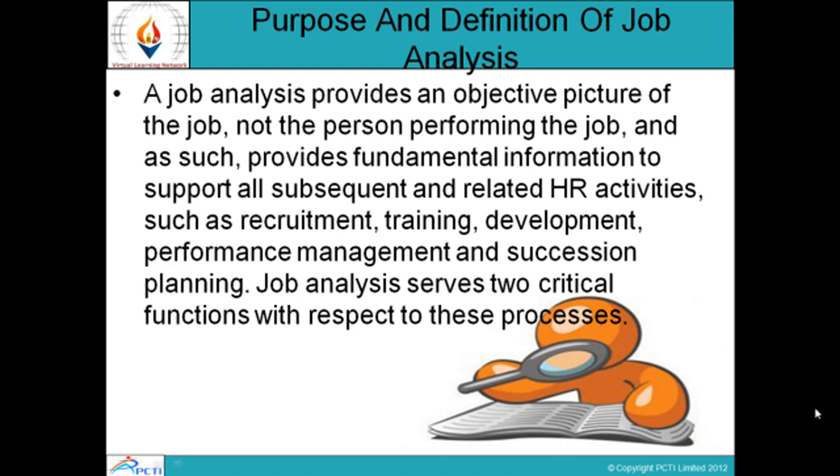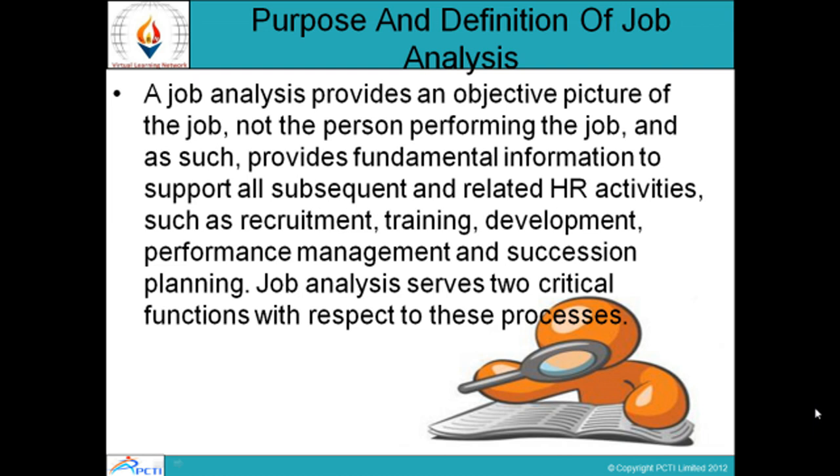It is not about the person performing the job, and as such it provides the fundamental information to support all the HR activities. So it's not only a discussion about the job, it's also about the holder, that is, what you are actually looking for from your job holders. For example, in recruiting and selecting a person in your organization, what is the base through which you are going to recruit that person? What is the base through which you are going to select that person?